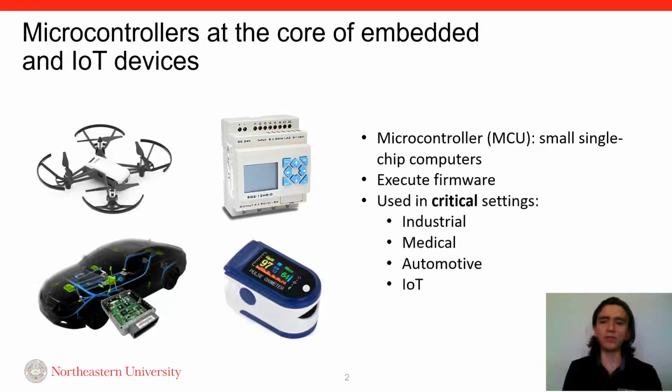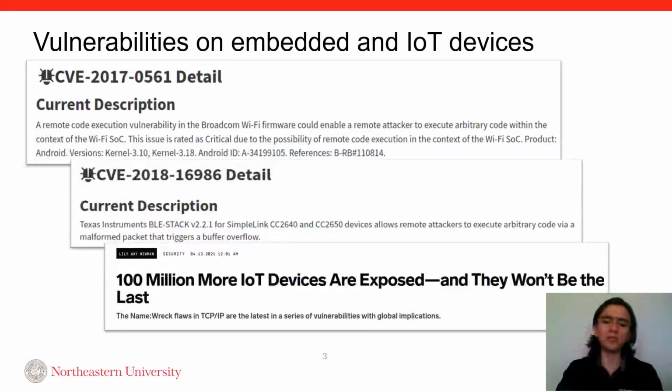Microcontrollers, or MCUs for short, are small single-chip computers that execute firmware, which is a monolithic binary that contains all the software stack. MCUs are used in critical settings, including medical, automotive, consumer electronics, and IoT fields. That is the reason it is essential to protect these devices. However, security researchers are continuously finding new vulnerabilities in millions of already deployed devices. In many cases, vendors cannot patch these vulnerabilities, leaving critical infrastructure at high risk.